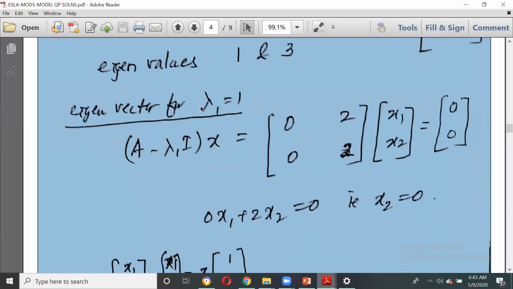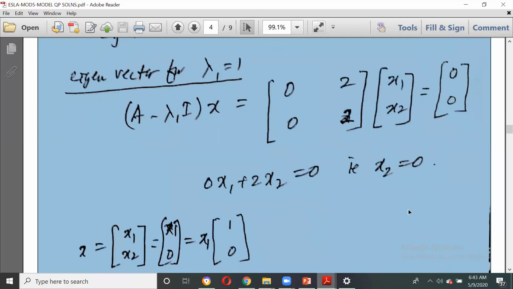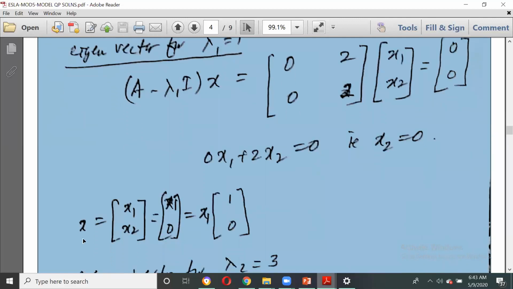So the eigenvector for lambda 1 equal to 1 will be, you need to write (A minus lambda 1 I) into X, that is [0 2; 0 0] times [x1 x2] equal to 0. That is 0x1 plus 2x2 is equal to 0, that will give x2 is equal to 0. So x is equal to [x1 x2], x1 and x2 is 0. So x1 into [1 0].